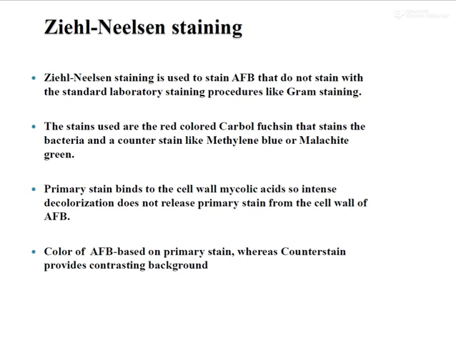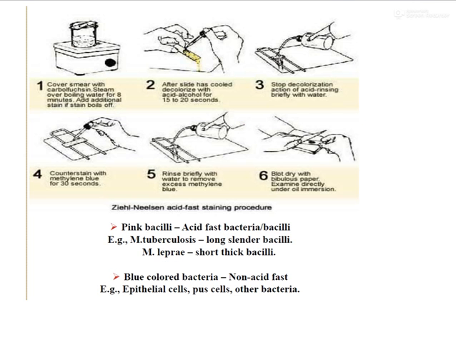So when you take your glass slide and you flood it with your primary stain, what happens? All the cells will take up the primary stain. And the primary stain, as we said, will bind to the cell wall mycolic acid so intensely that decolorization does not release the primary stain from the cell wall of the acid-fast bacteria. And the acid-fast bacteria keep the color of the primary stain, whereas the counterstain provides a contrasting background. So we'll just look into it.